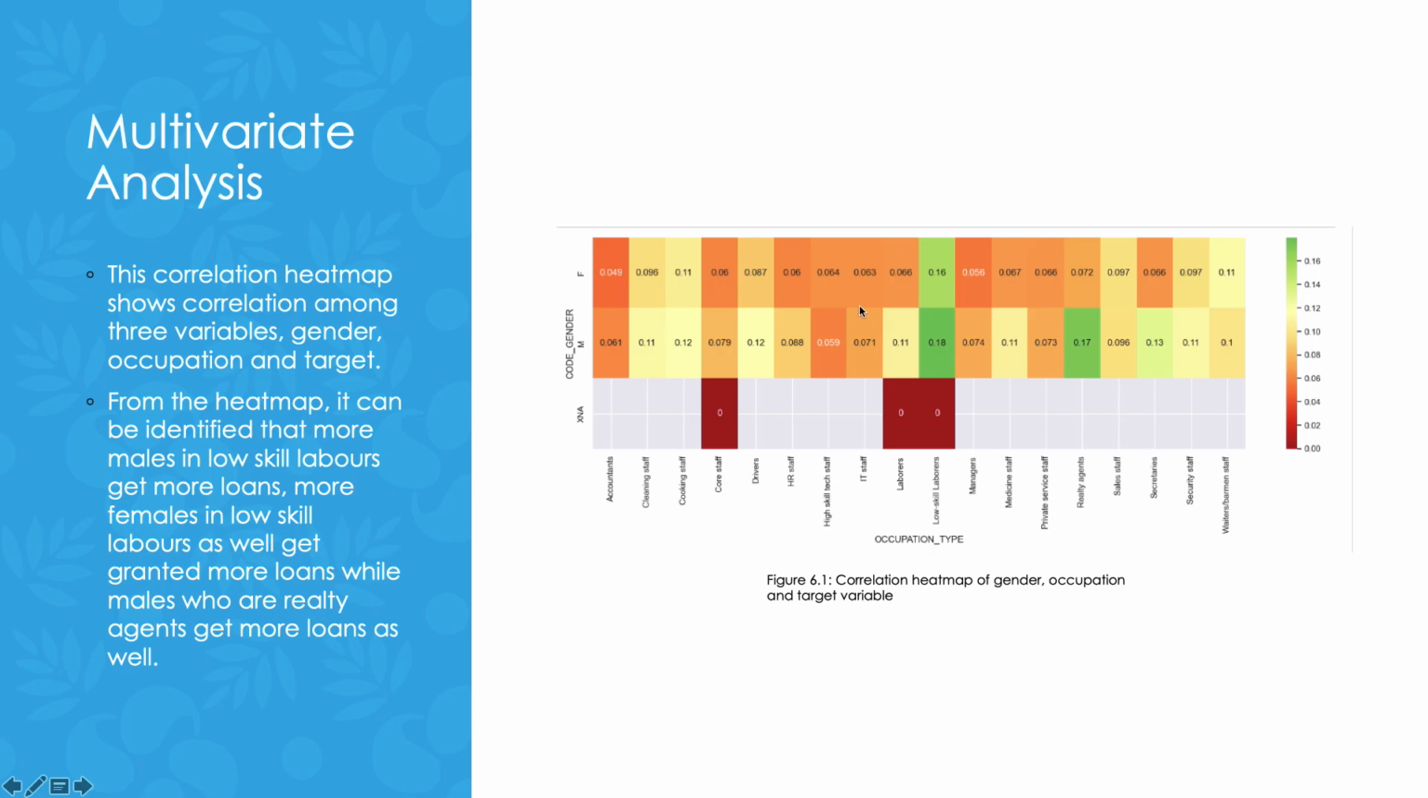If you look at the correlations that had very low values, for instance, IT staff was at 0.071, so it shows that that's low risk. But one surprising one that I have here is the cleaning staff. It was at 0.11, which is not that low, because this is 0.11 and this is 0.18. But it still shows that they are better off than low skill laborers when it comes to paying their loans.